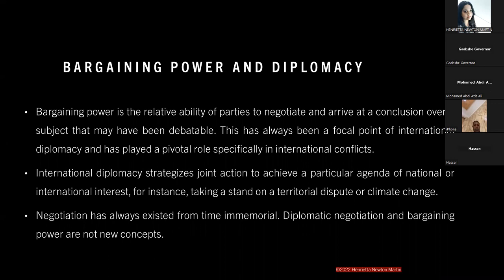For instance, taking a stand on territorial dispute or climate change. For example, they're deciding on matters relating to territorial dispute. Territorial disputes, like border disputes where there are common borders, for example, India and Pakistan, or India and China, or Azerbaijan and Armenia. So we are almost heading towards a much graver international situation. I would not really try to say certain words, but I believe we are moving towards a much graver situation in the world, with respect to Ukraine and Russia. Well, we'll see what happens.